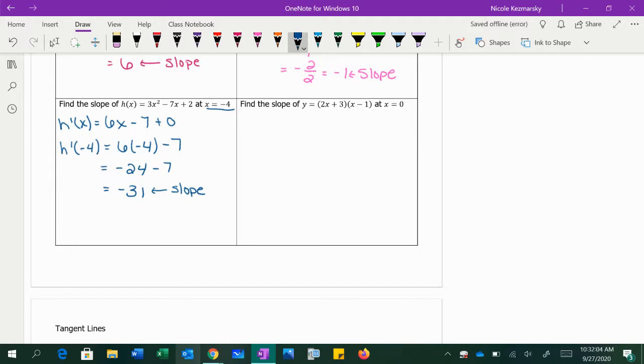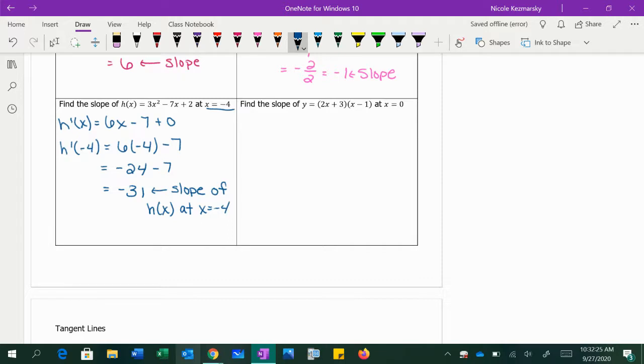Okay. More specifically, we could even say this is the slope of h of x at x equals -4. If I change that x value, if I make the x value 0 or -10 or 3, it's of course going to change the slope on the function.